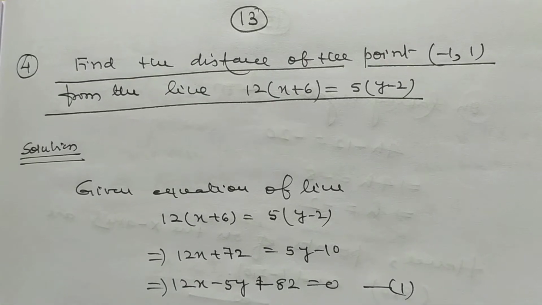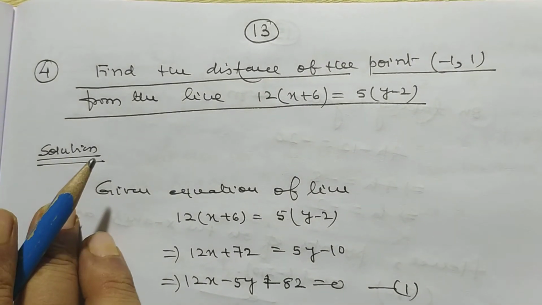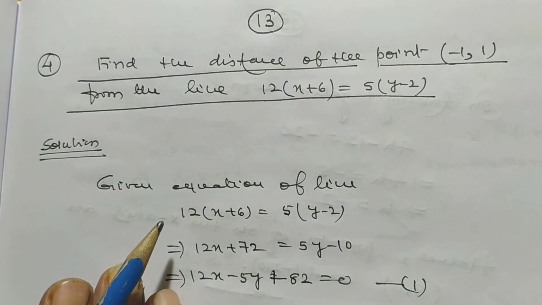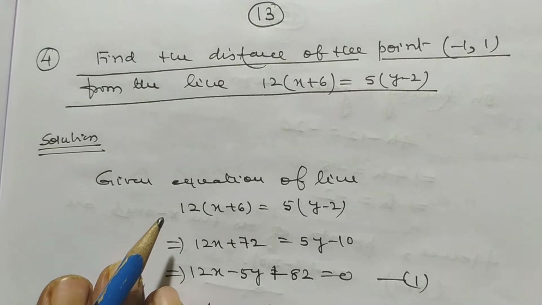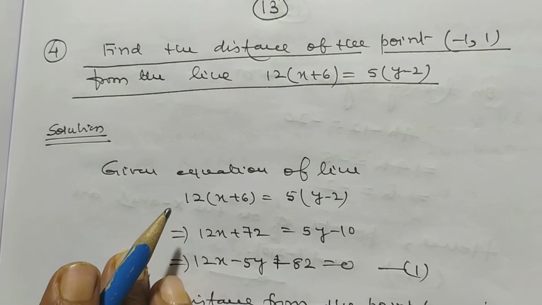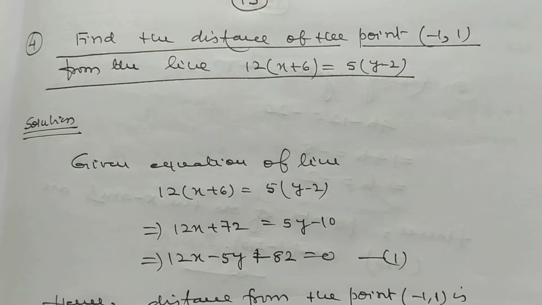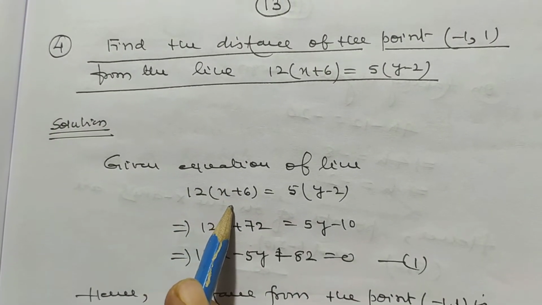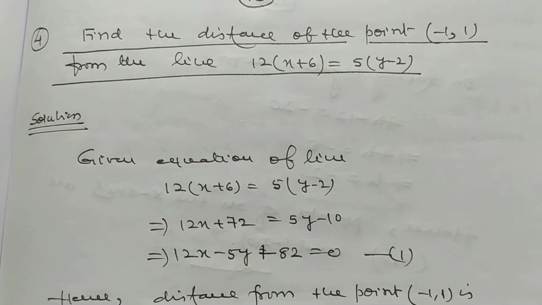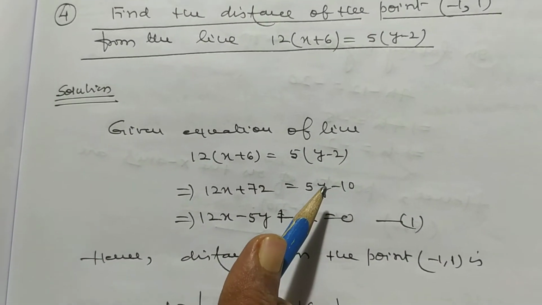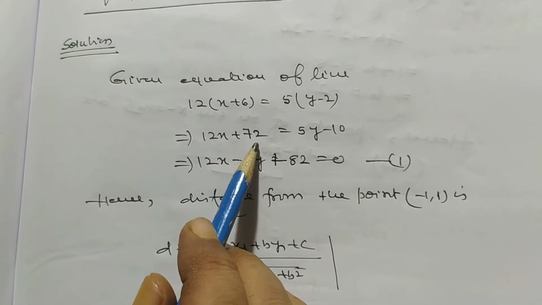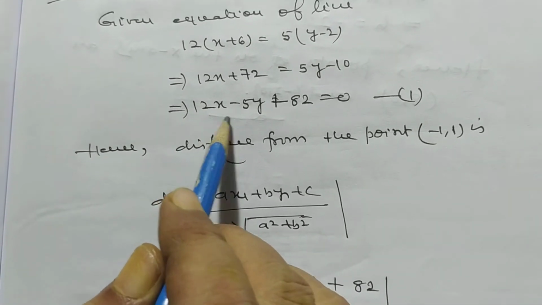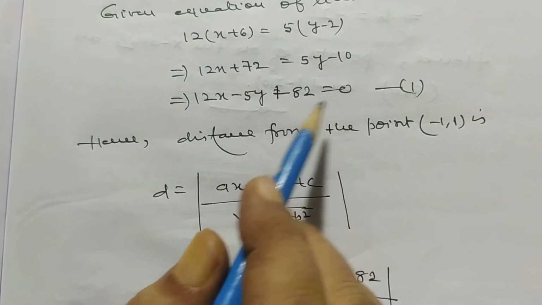Dear students, now I want to discuss problem number 4, and this problem is based on distance from an external point to the line. How will you find the perpendicular distance drawn from an external point to the line? Here the given equation is 12 into x plus 6 is equal to 5 into y minus 2, that is 12x plus 72 is equal to 5y minus 10. It is 12x minus 5y plus 82 is equal to 0.